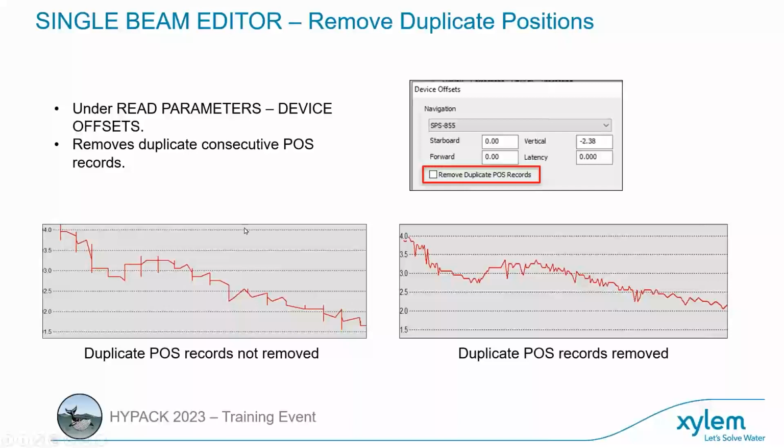little noise and everything. So now we have a little checkbox here, remove duplicate POS records. So what it's doing is it's scanning the file, and if it finds the exact same position following each other, it just eliminates those exact positions, and you get a much better looking profile, as you see on the right hand side here.